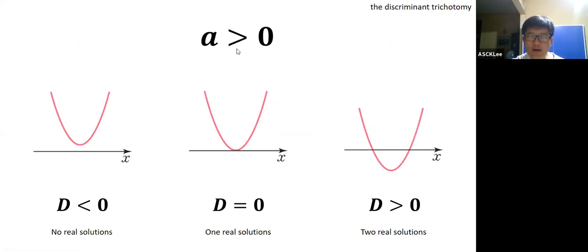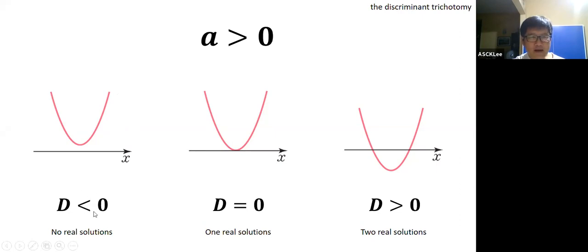So a is greater than 0. Remember, a greater than 0 tells you that the curve opens upwards. That's what a greater than 0 tells you. But it doesn't tell you whether the curve misses the x-axis or touches the x-axis or cuts the x-axis. It just tells you that it opens upwards. Now, what will tell you whether it misses or touches or cuts is your discriminant, right?